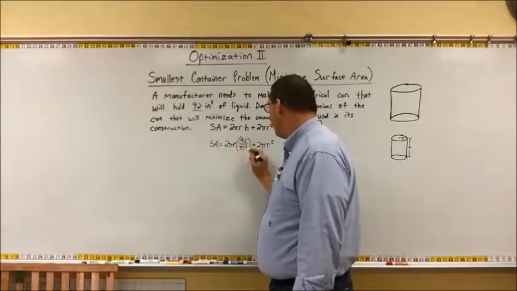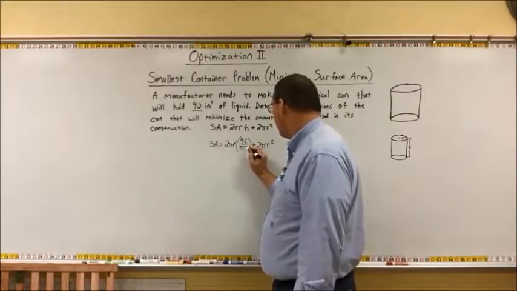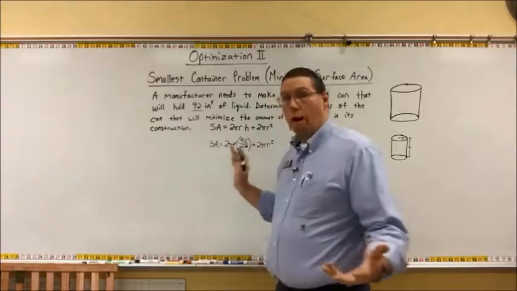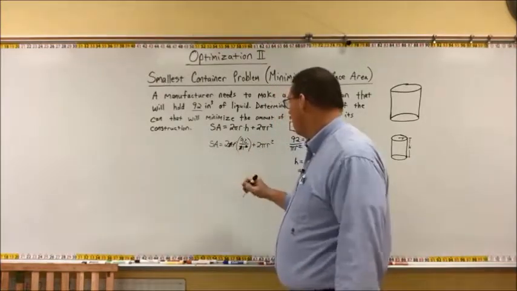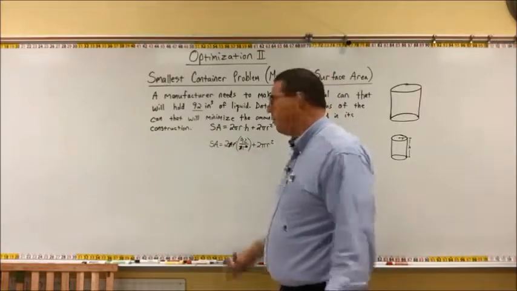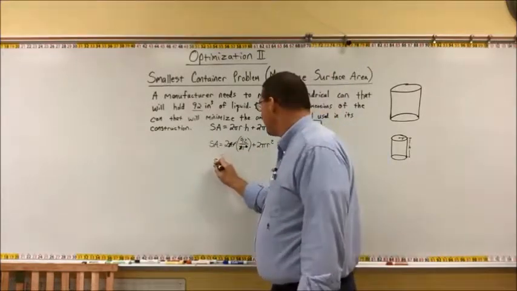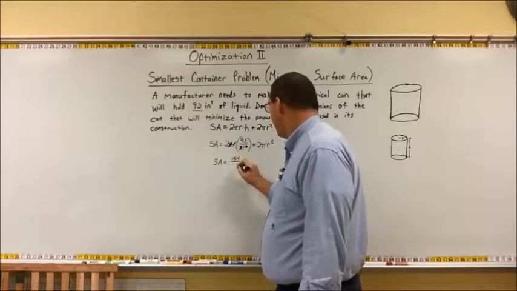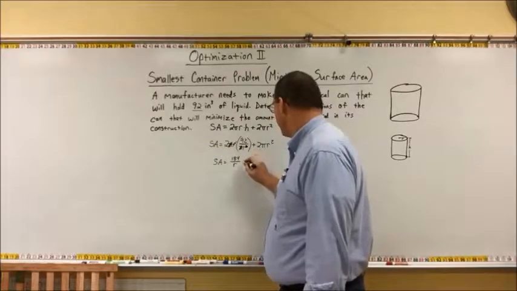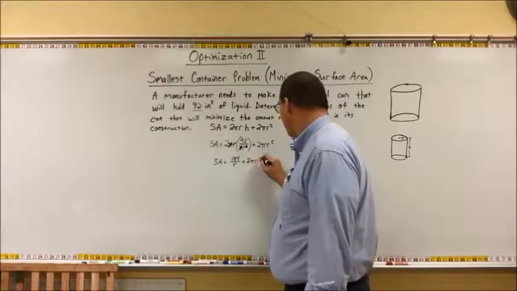I'm going to cancel one of the r's because r divided by one of these r's is 1. Also, pi divided by pi is 1. And 2 divided by 92 is 184. So now I have surface area is equal to 184 divided by r plus 2 pi r squared.